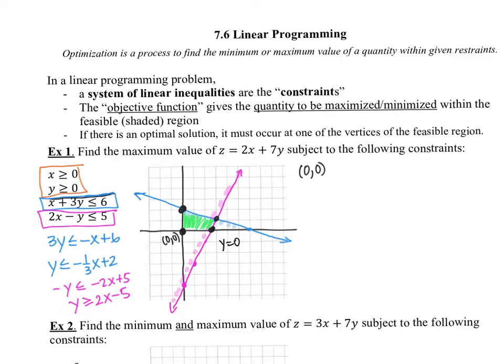The pink line is 2x minus y equals 5. I'm going to plug in 0, so 2x minus 0 equals 5. 2x equals 5. x equals 5 halves. So my vertex here is going to be 5/2 comma 0. And that seems kind of reasonable.